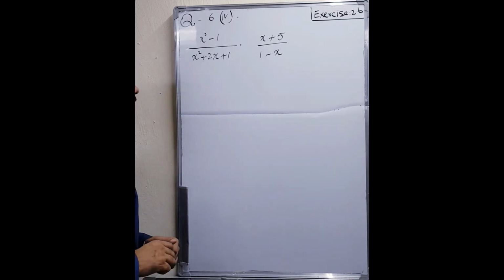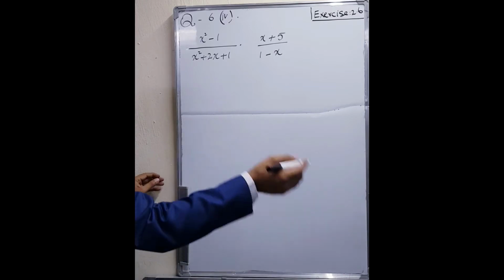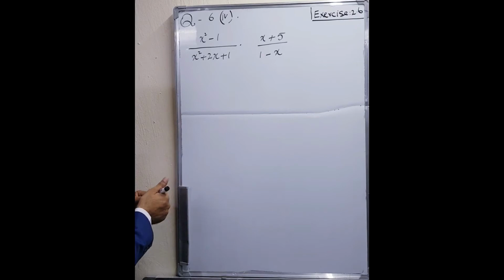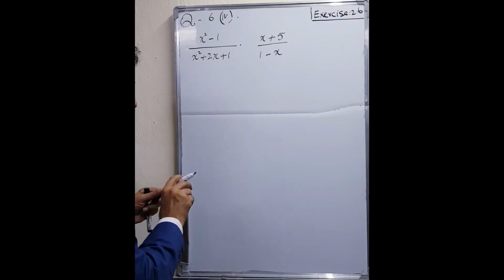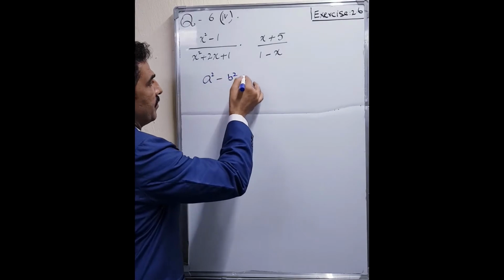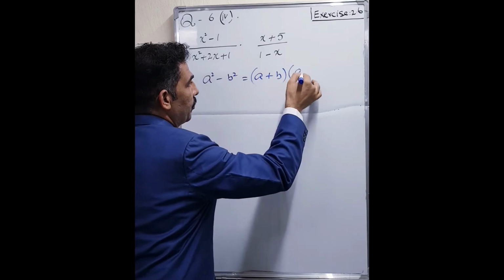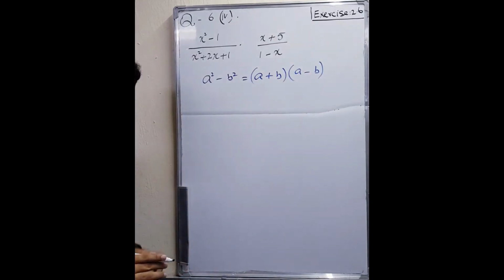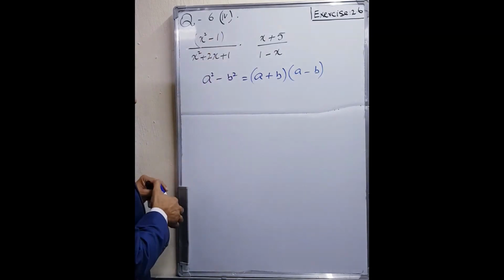Okay, one more part of question number 6, the fourth part. First of all, check that one. Which formula is used in the numerator? The same formula which we have already used so many times: a square minus b square is equal to a plus b into a minus b. Right? This formula we will use in the numerator, only this part.